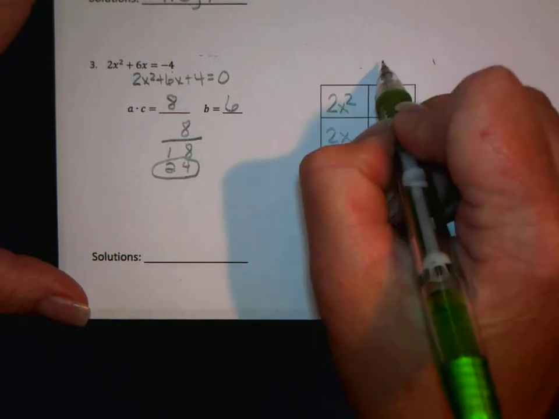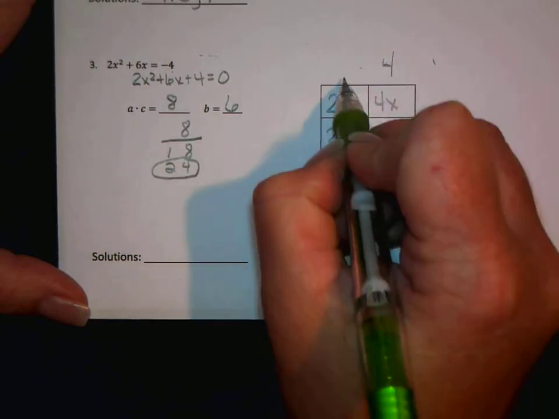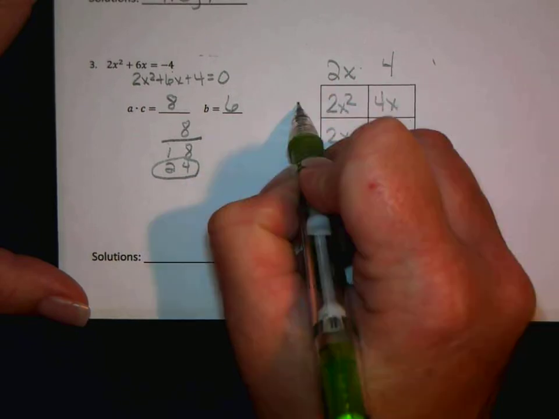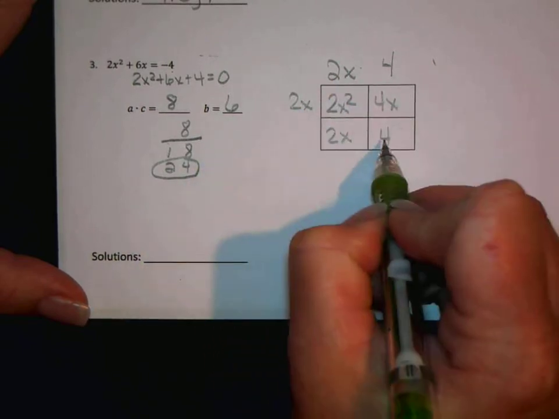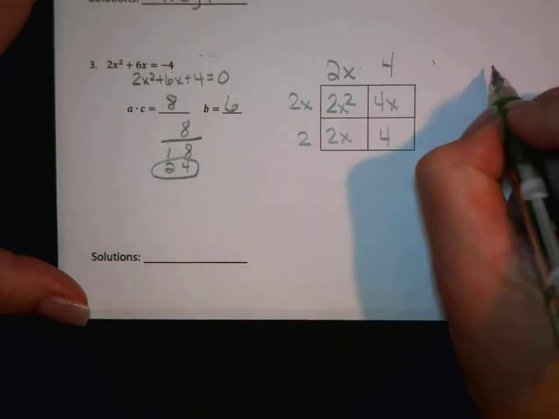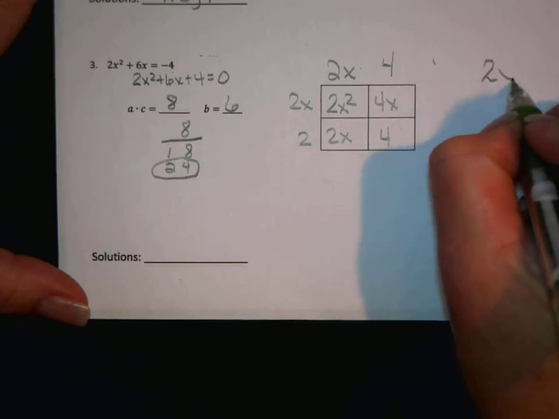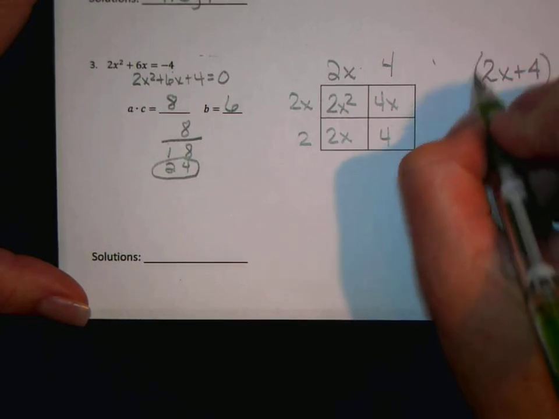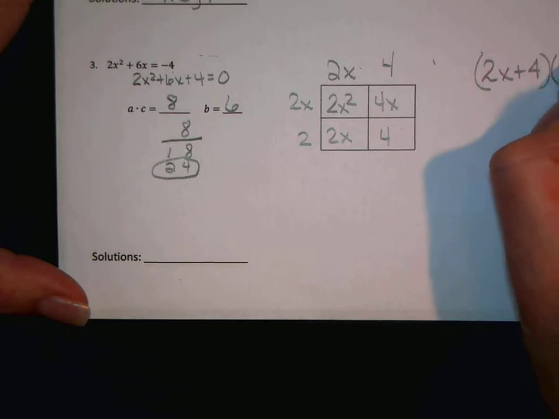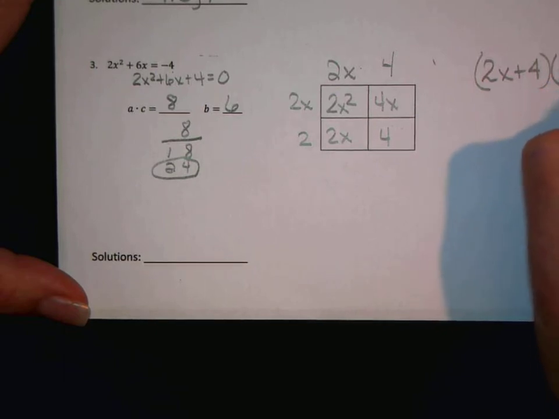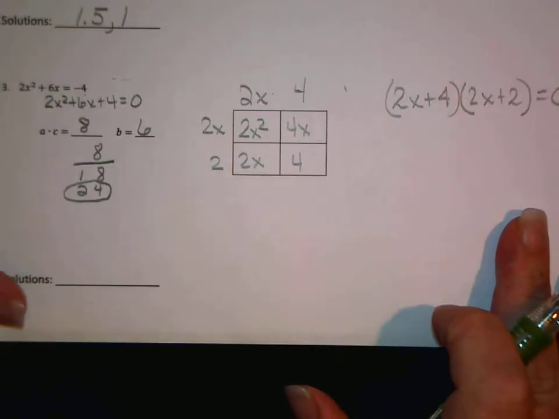Pull your GCF out. Pull your GCF left. So the solution here, or the factored form, I should say, not the solution, is 2x plus 4 and 2x plus 2. Set that equal to 0. Now to actually get the solution, sorry, it's off the screen there.